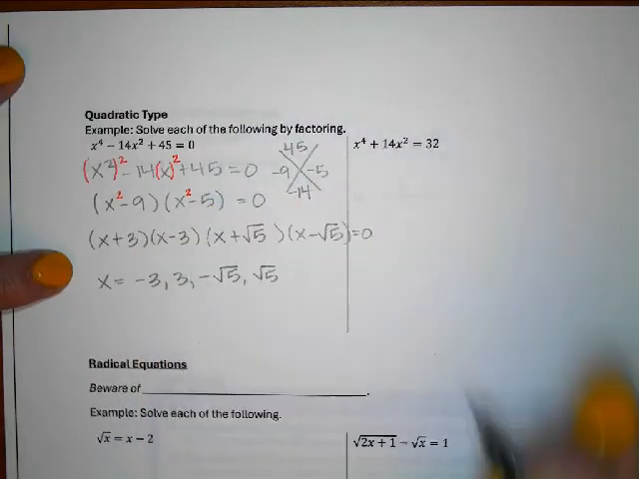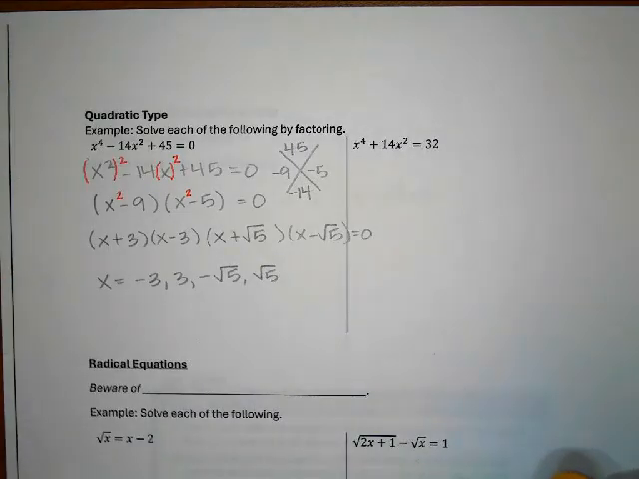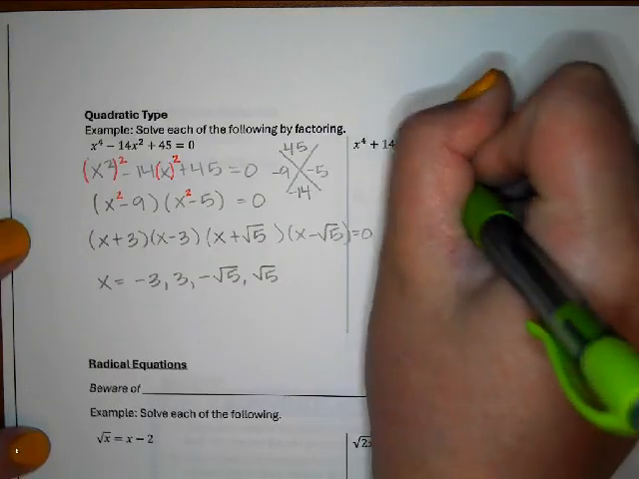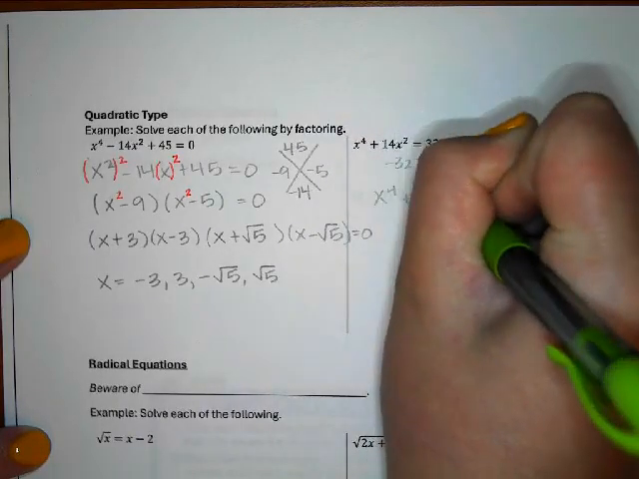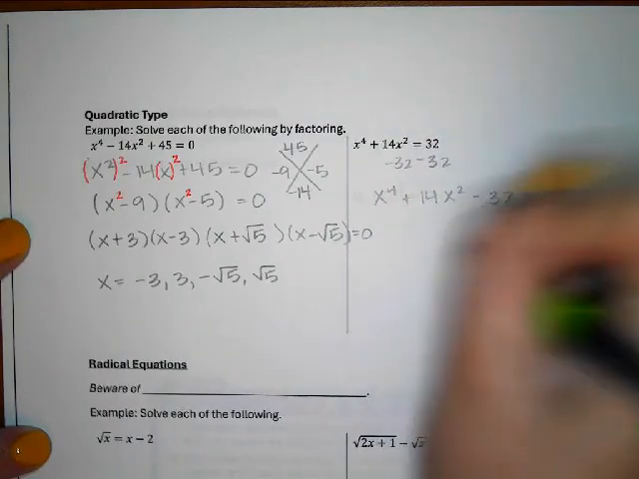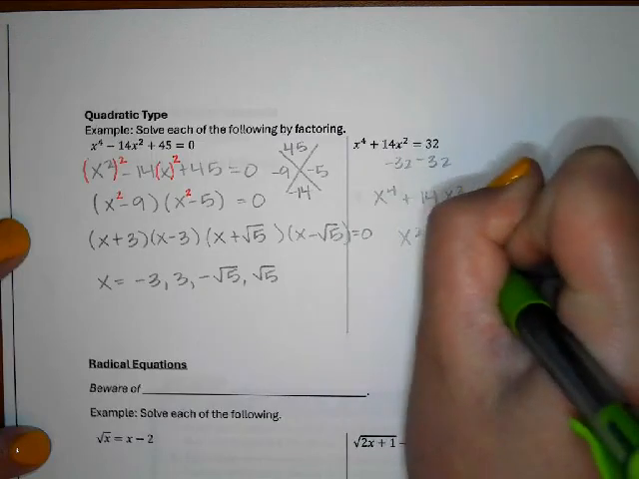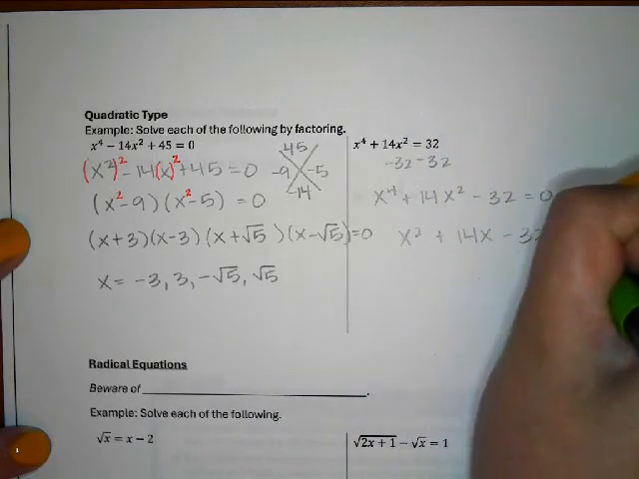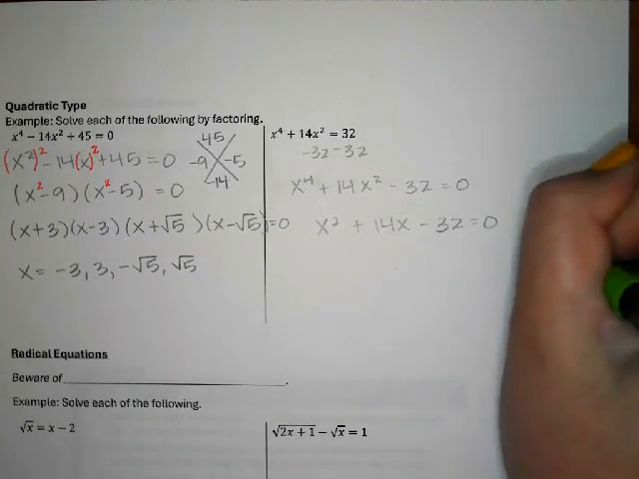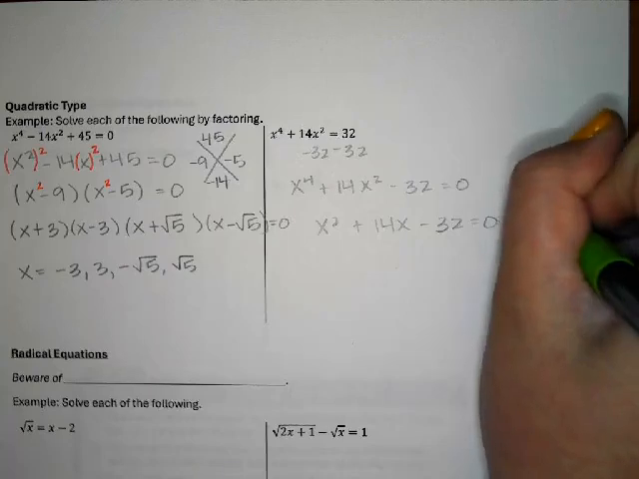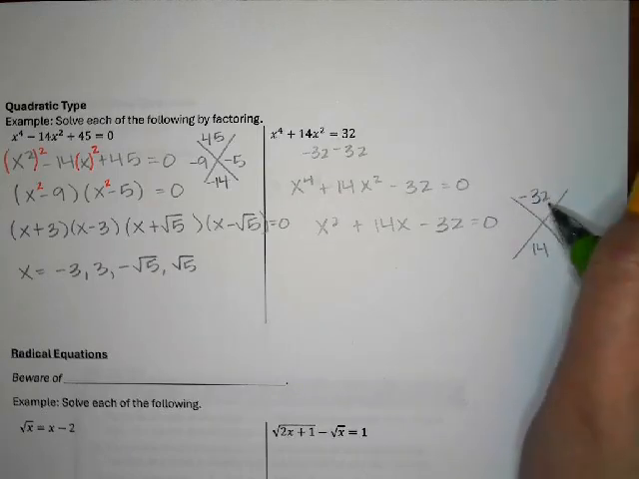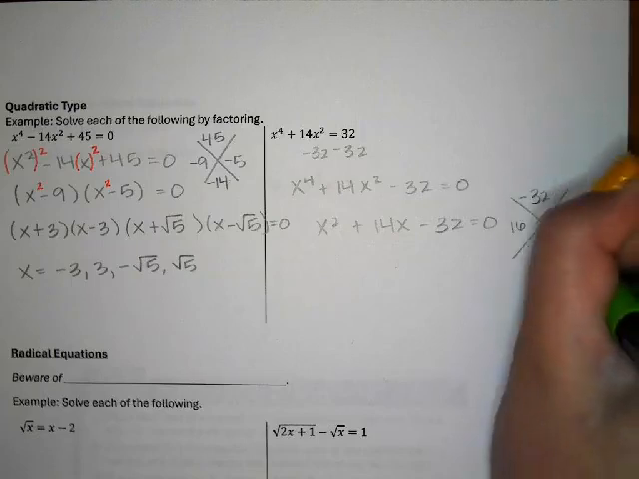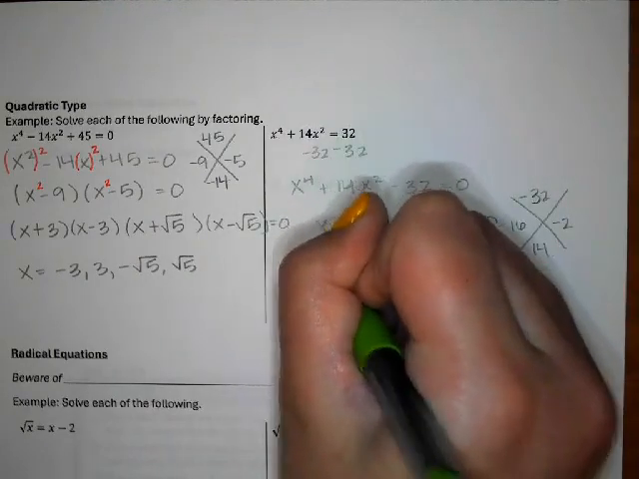Okay, let's try it again on the next problem. So x to the fourth plus 14x squared minus 32, I'm going to make the problem equal 0. This looks really similar to x squared plus 14x minus 32. And if that is the problem that I was doing, I would be looking for two numbers that multiply to negative 32 and add to 14. So two numbers that multiply to negative 32 and add to 14 would be 16 and negative 2. So x plus 16, x minus 2.